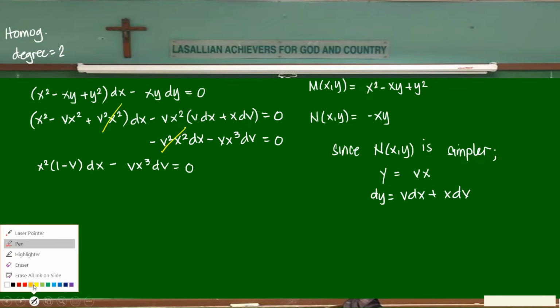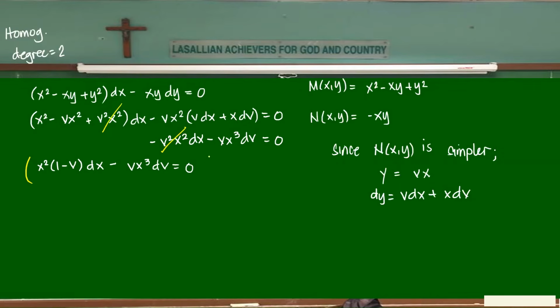So here, maybe we can divide everything by x cubed (1 minus v).